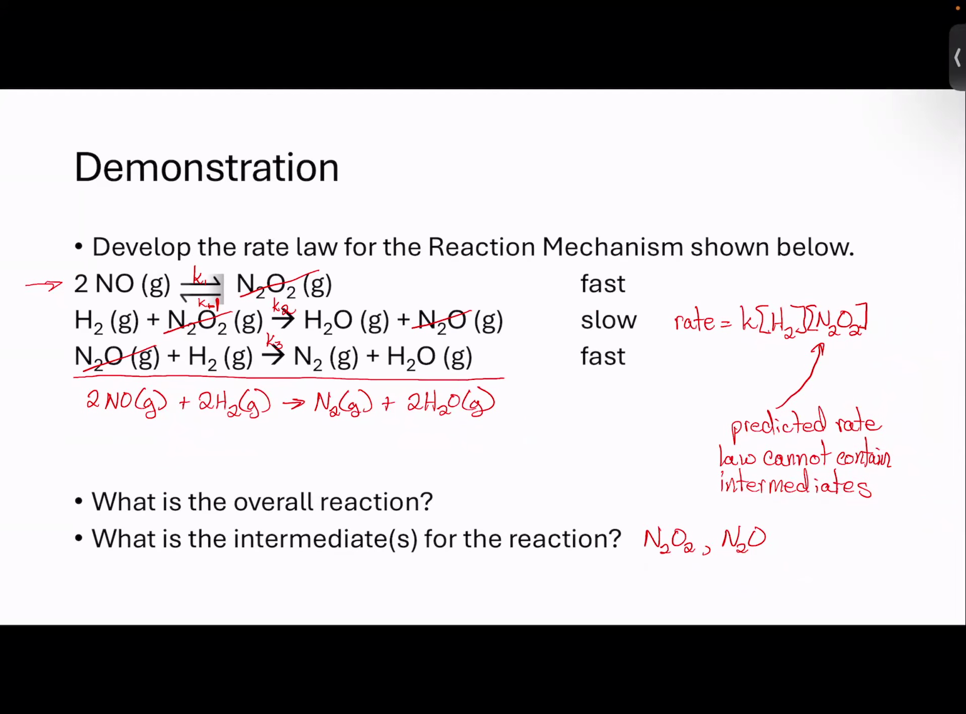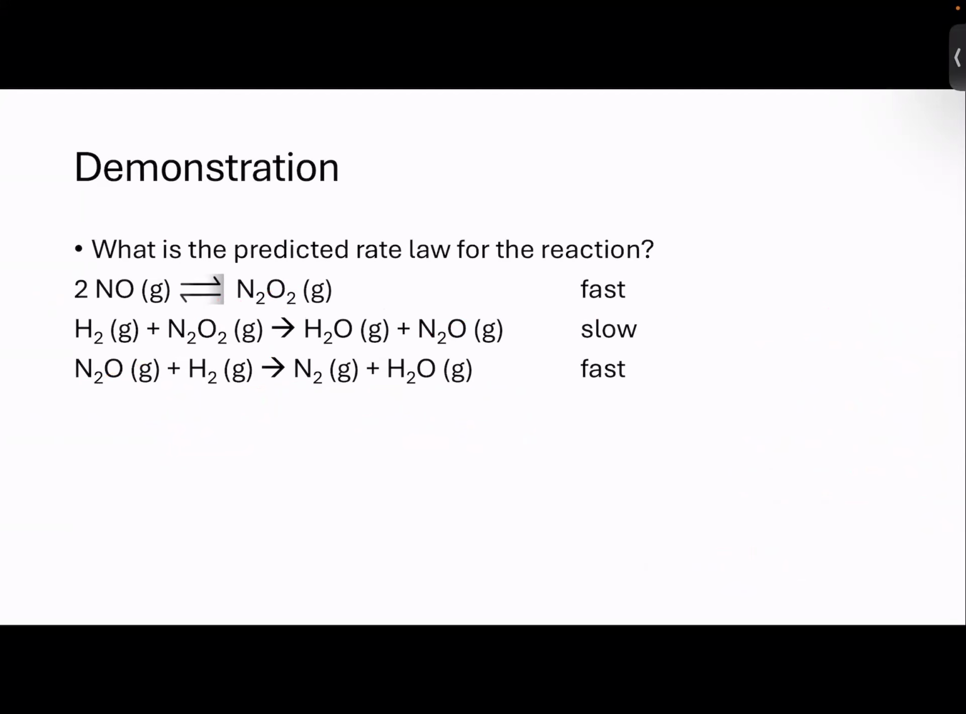So let's see how we can use this information. So again, we wrote the rate law for the rate determining step. And that was rate is equal to K times H2 times N2O2. But we're going to have to go back to this fast step to figure out how to eliminate the N2O2. Now, when we say it's a fast step, what it means is you have the forward reaction and you have the reverse reaction.